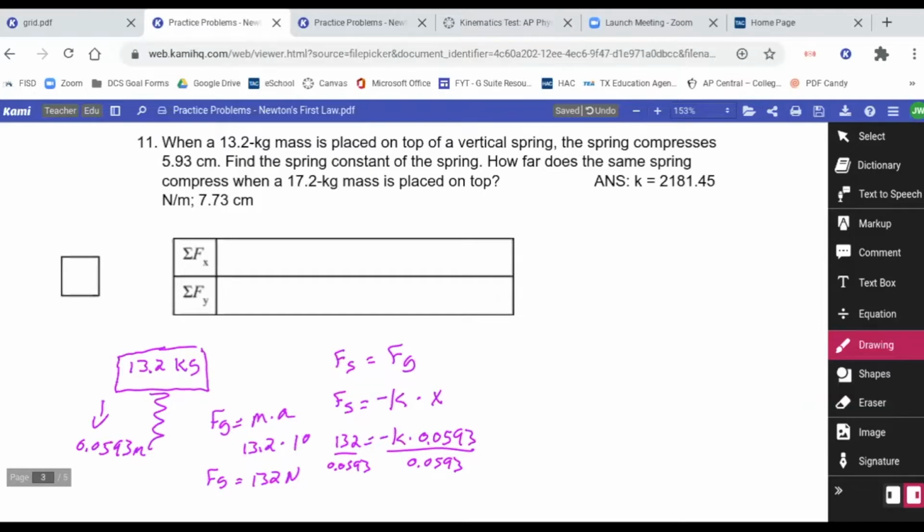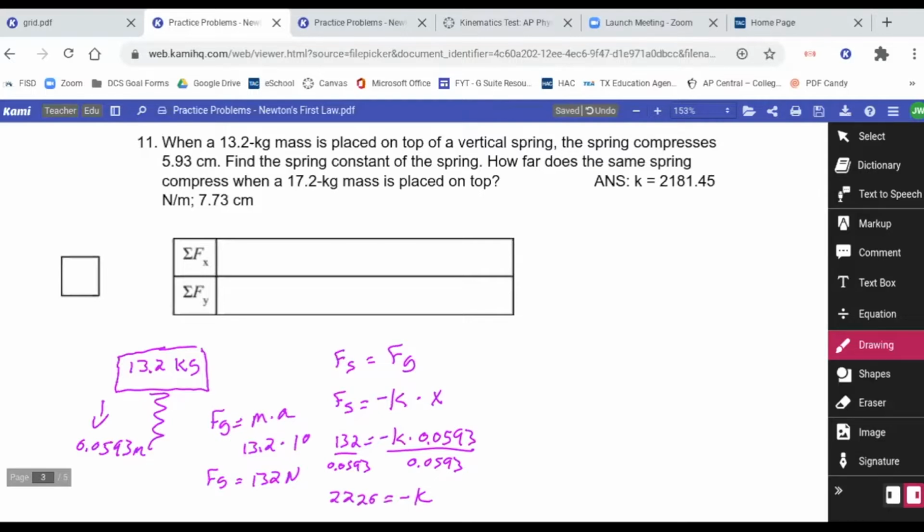We get 2,225.969646. I'm just going to call this 2,226. I'm a rounder, and I'm going to round. So 2,226 is the spring constant. Perfect. We know the spring constant.